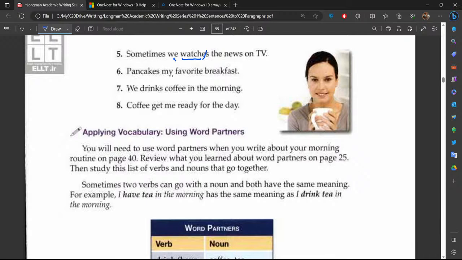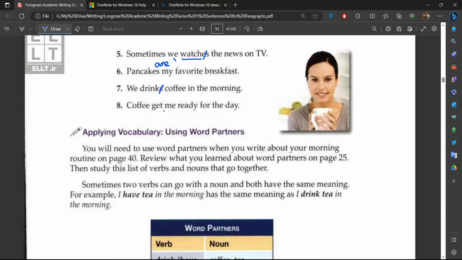Pancakes my favorite breakfast. Pancakes. Now here the verb form be shall come. Pancakes are my favorite breakfast. We drink coffee in the morning. We drinks is wrong, the S is not there. We drink coffee in the morning.